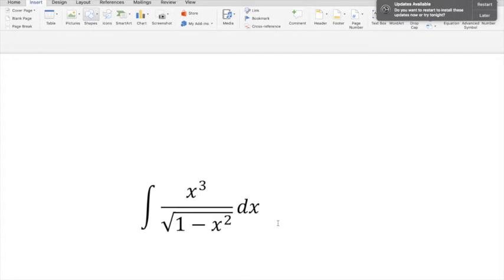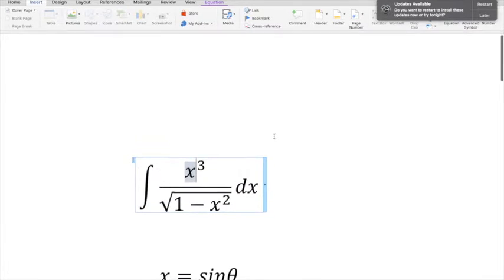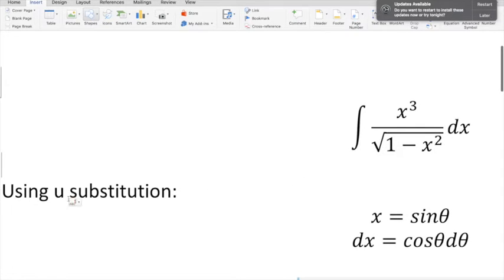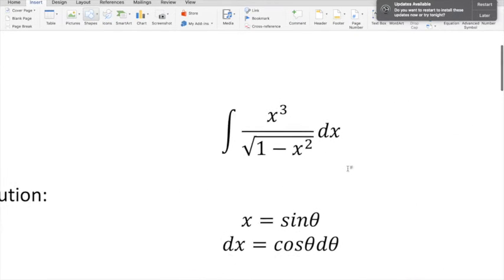But either way, you'll figure out that you cannot completely get rid of something. So we need to think about another way to make it easy for us to integrate. For the denominator, we have 1 minus x squared, so probably a better way is to use sine theta, because with sine theta and cosine theta you can get rid of the square root. So we use x equals sine theta and dx equals cosine theta d theta. So basically we also use substitution.